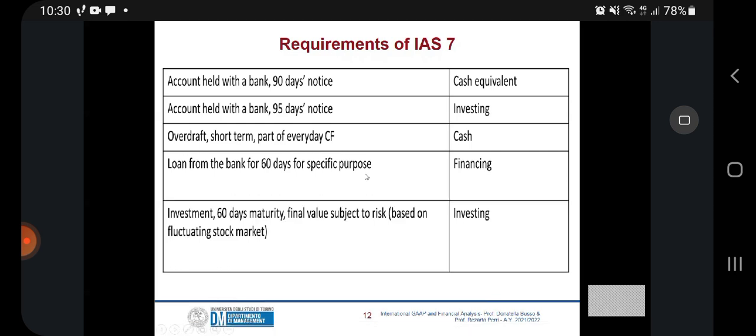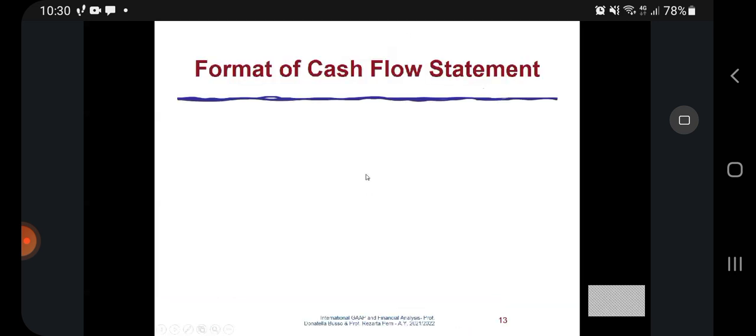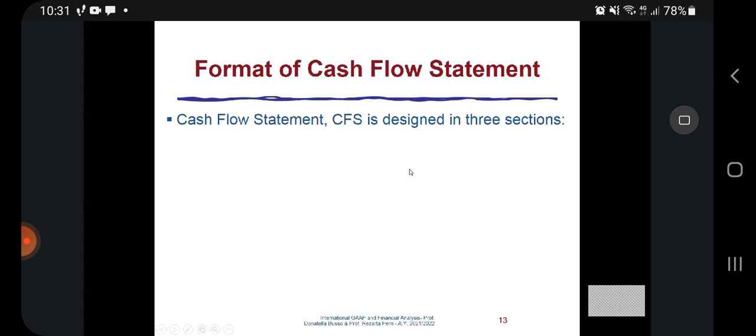Okay. Let's jump to the format of the cash flow statement. How can we prepare the cash flow statement, and how is the layout, what we can expect to find when we check and look at the cash flow statement itself. Usually the cash flow statement is designed in 3 different sections. And whatever information you read about the company, you should try to put in the correct section, where it does belong. The first section is cash flow from operating activities.